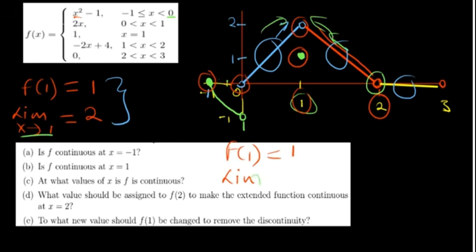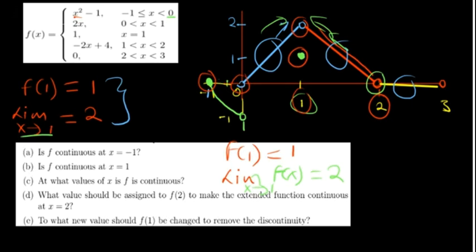Okay, as x approaches 1, it's equal to 2. Now, to what new value should f of 1 be changed to remove the discontinuity? So we are changing the value of a function. We can only change the value of a function. For it to be continuous, it's supposed to be equal to the limit.